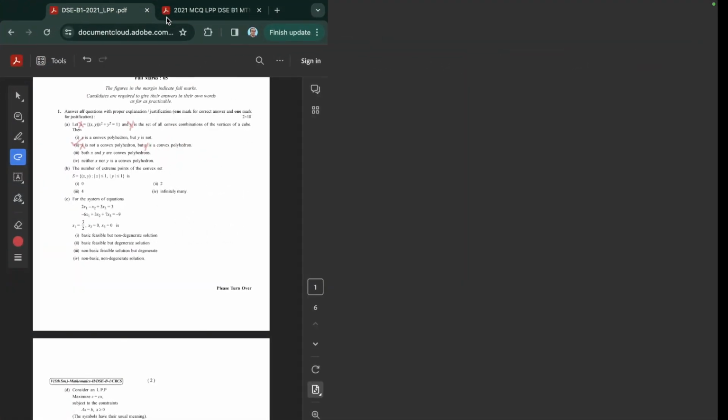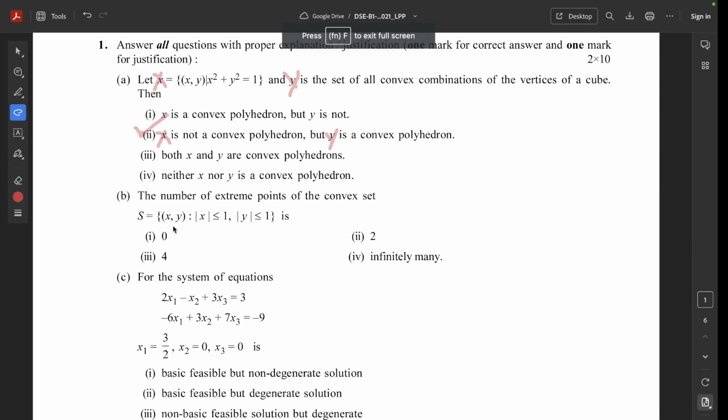Next question. The number of extreme points of the convex set S such that mod x less than or equal to 1, mod y less than or equal to 1. Correct option is 4, option 3.